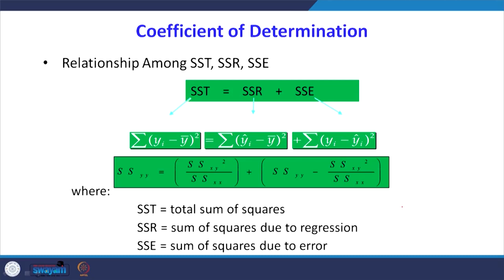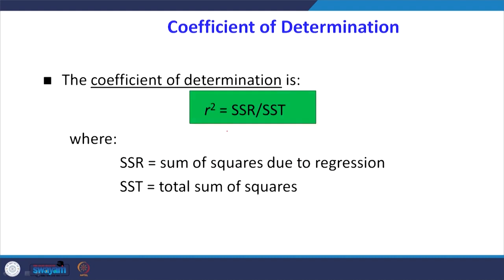You remember in the previous also I was showing this SSYY, that SSY is nothing but the sum of (y minus y bar) whole square. So, this is a very handy formula if you are using a calculator, and very quickly you can get the answer for what is SST, SSR and SSE. From that you can easily find out R square, which is SSR divided by SST. SSR is the sum of squares due to regression, SST is the total sum of squares.